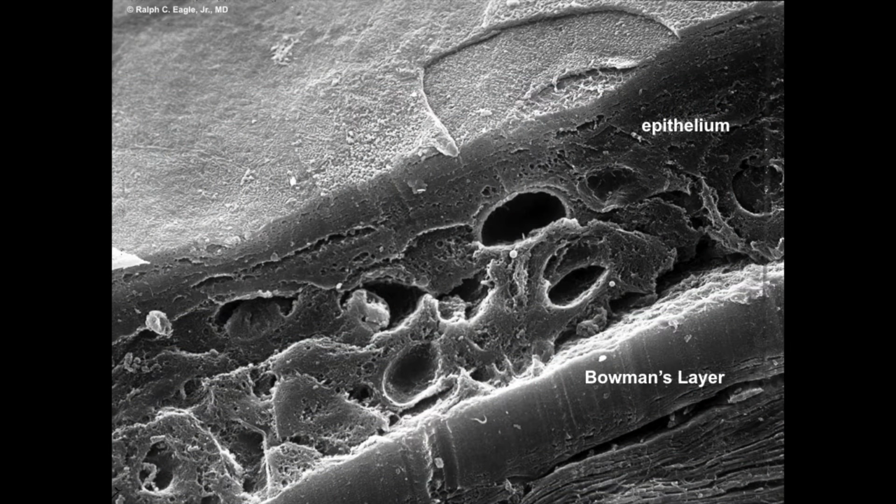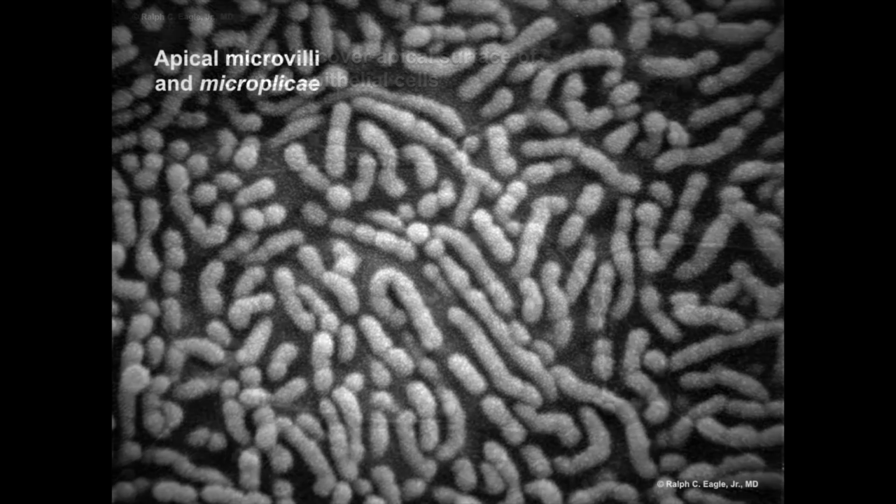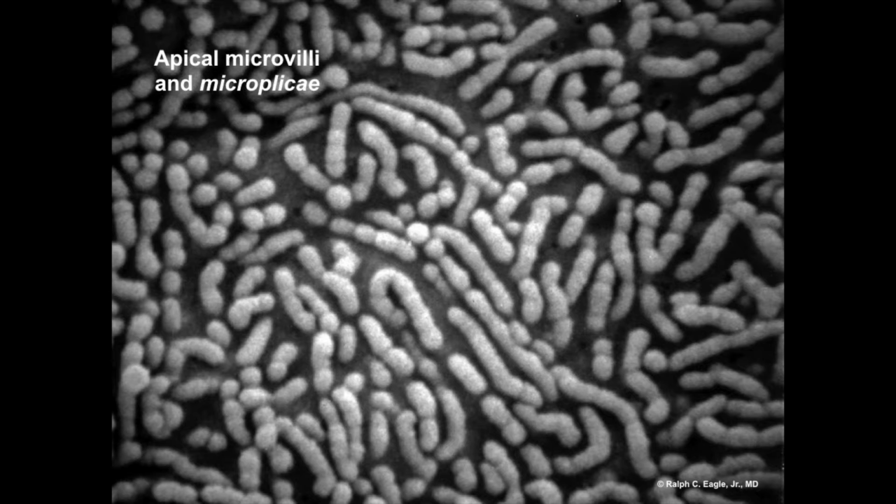The epithelium, Bowman's layer, and the anterior stroma are seen in this scanning electron micrograph. Flattened squamous cells cover the surface of the epithelium. Deeper layers are composed of wing cells and basal cells. Microvillus processes cover the apical surface of the squamous cells. Higher magnification shows that some of these apical processes actually are small folds or microplici.